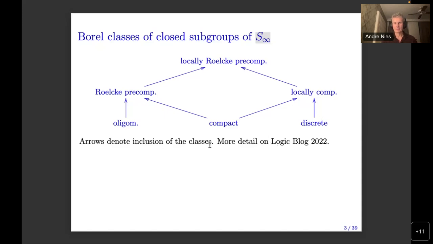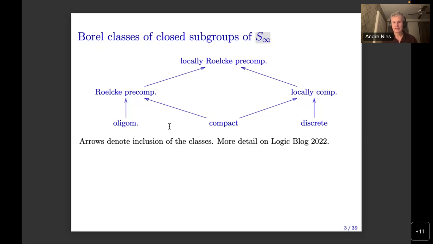these classes, but here it's just for background. Many you can just read off: compact, of course, and discrete groups. So compact subgroups of S infinity, that just means profinite groups. All my groups are separable in this talk. And the locally compact is what I mainly talk about.